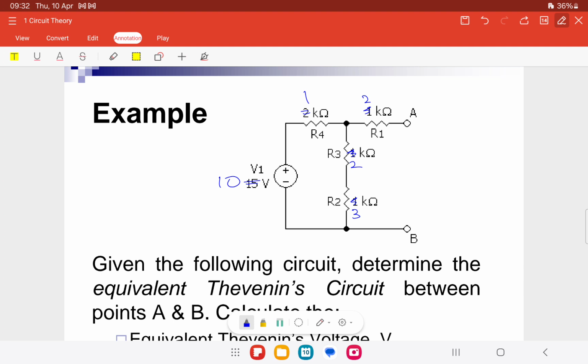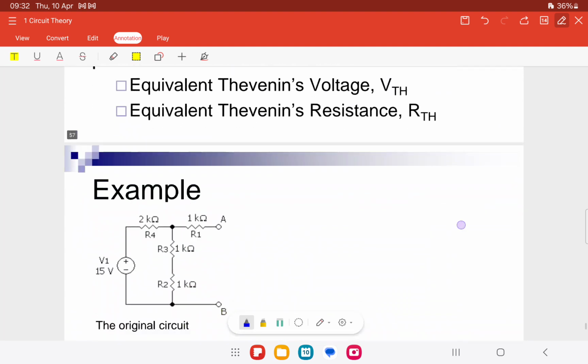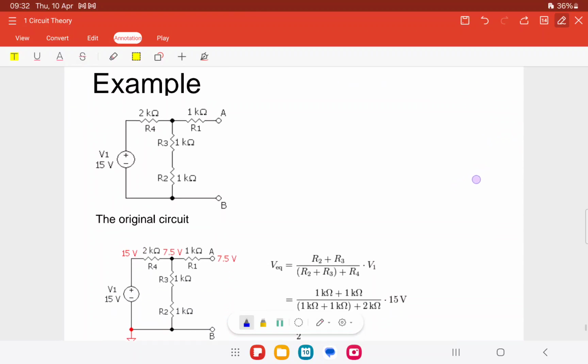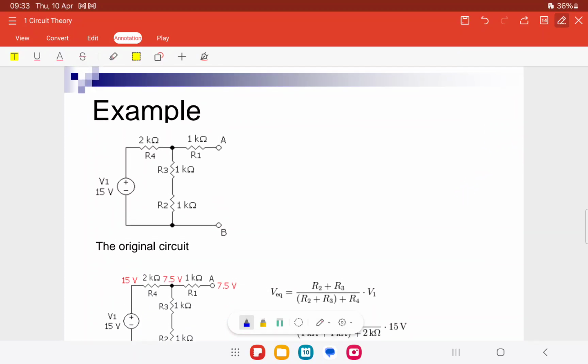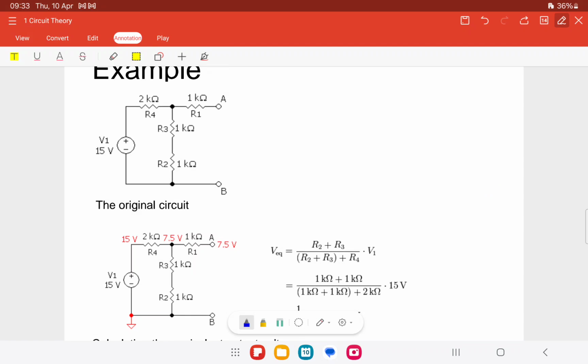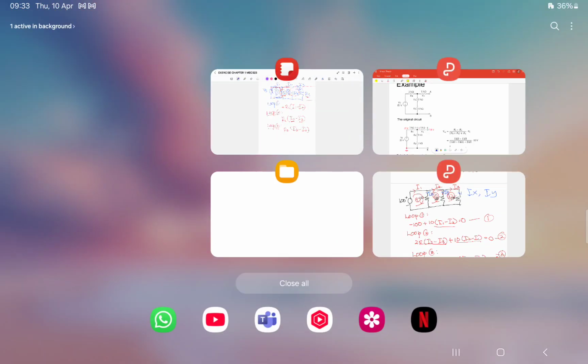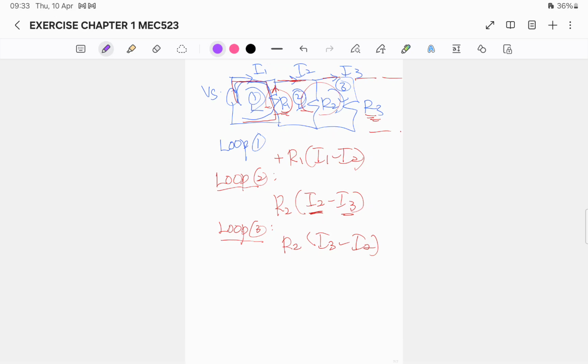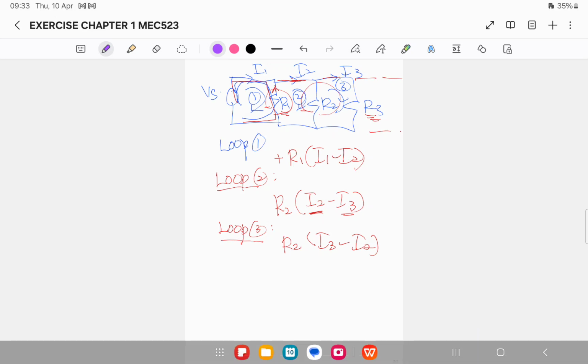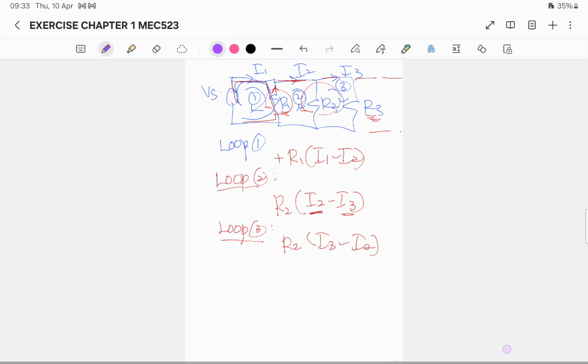Okay, first thing is kita kena cari apa guys? Kalau nak cari RTH, what will happen to the V1? Open circuit? Ah, oh tak. What happened to the R1? Oh, bukan. Kejap saya ada the material.